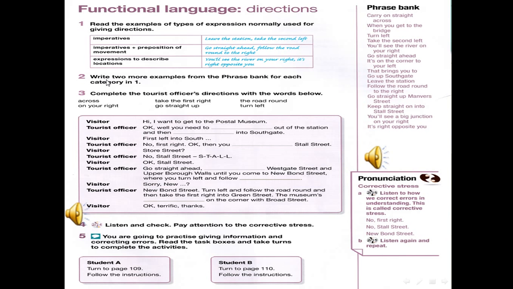Now, exercise 2. Write 2 more examples from the phrase bank here. For each category in one, you write more examples like this. Take your pen and write here. Now for the first one, imperative, you can say, turn left, and go up Southgate. This one, go up Southgate. And turn left, this one, turn left.